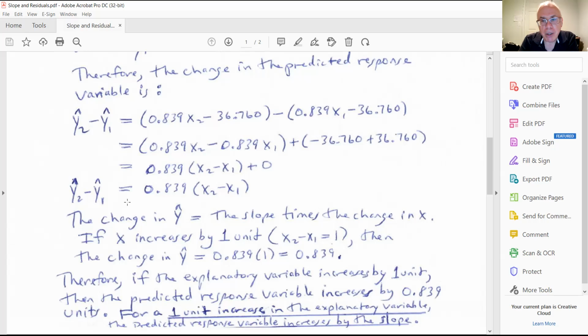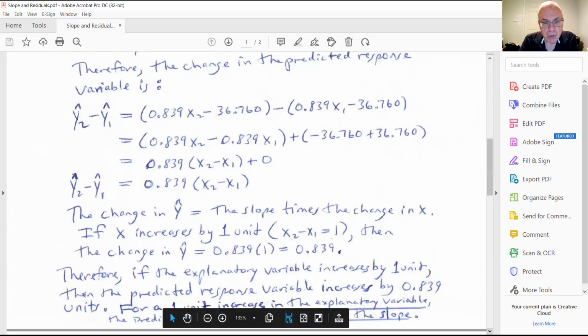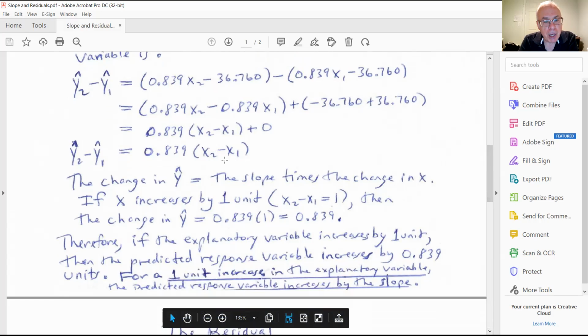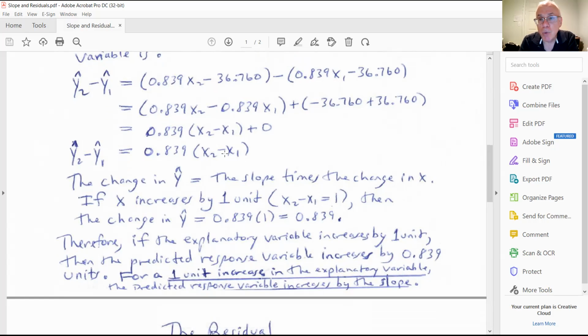So the point here is we can have an interpretation using the slope. What we do basically is say the following. Suppose we say that the change in the explanatory variable is positive 1. That is, x2 minus x1 is equal to 1. The explanatory variable is increasing by 1 unit.